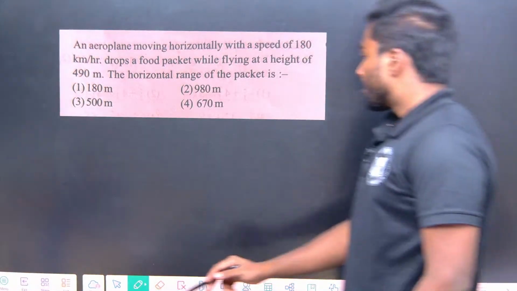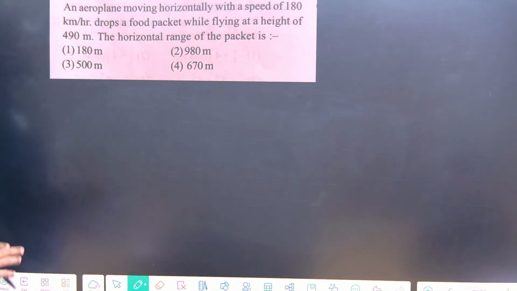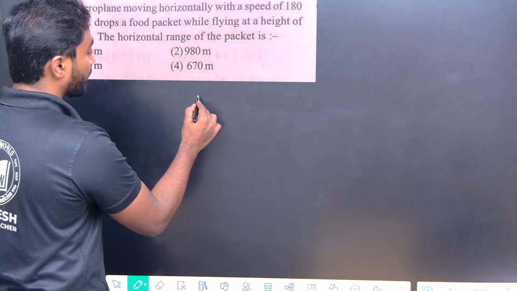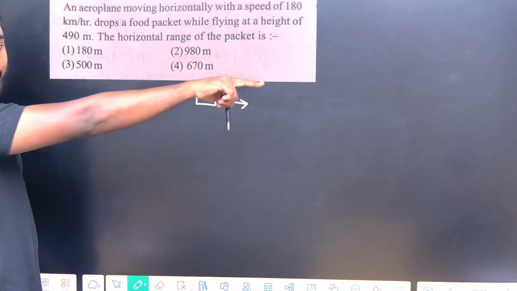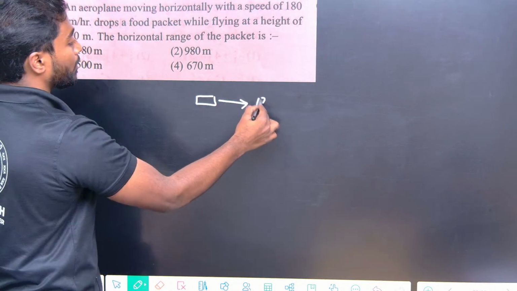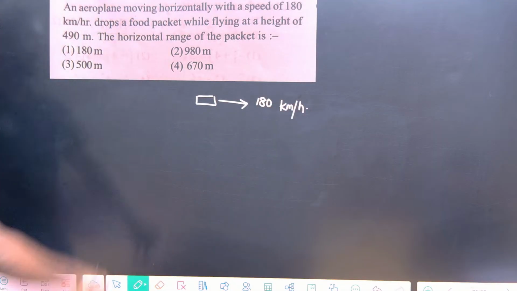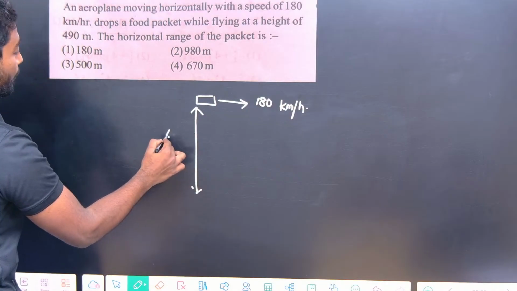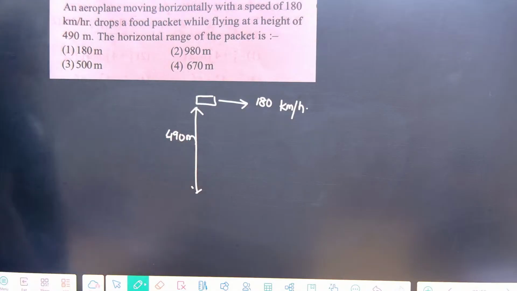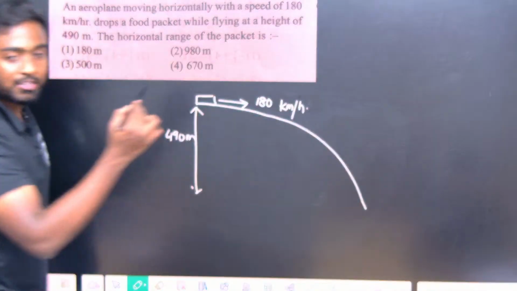See here, an aeroplane moving horizontally with a speed of 180 kilometer per hour. So some plane is there, moving in the horizontal direction, which is 180 kilometer per hour. It drops a food packet while traveling at a height of 490 meters from the ground surface. So it is traveling and dropping like this, so it will reach in this direction, no?